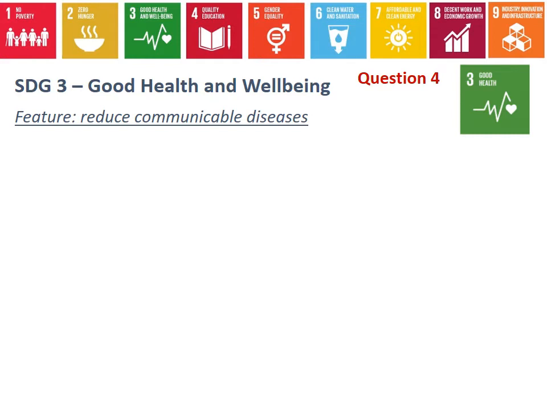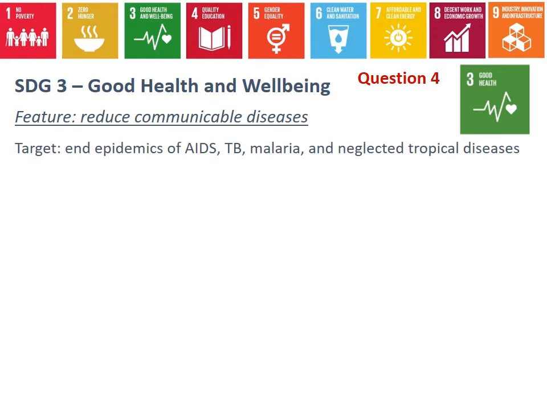Okay, the next feature is reducing communicable diseases. And they have some specific diseases here, talking about ending the epidemics of AIDS, TB, which is tuberculosis, which is a lung infection that can be fatal, it can cause death, malaria, which is carried by mosquitoes, and these neglected tropical diseases. So when they say end the epidemics, they basically want to stop these diseases completely.